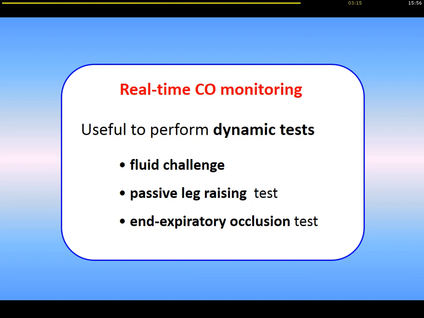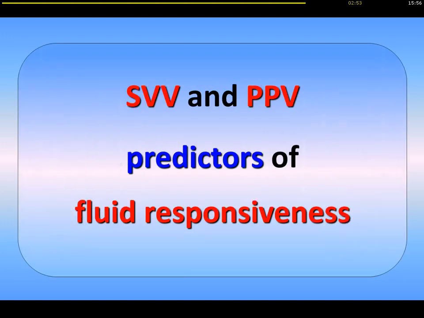We spoke about fluid challenge, passive leg raising, and the expiratory occlusion test, and you can follow the changes of cardiac output using this pulse contour analysis. You do not need to inject a cold bolus to perform transpulmonary thermodilution measurements. It's not necessary. You just have to look at the changes in continuous cardiac output.